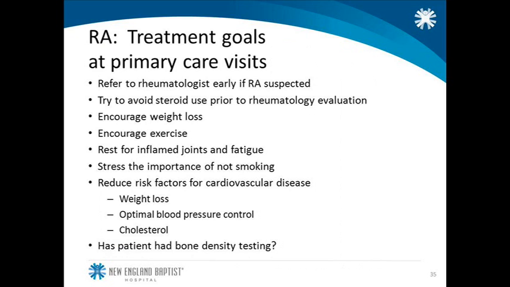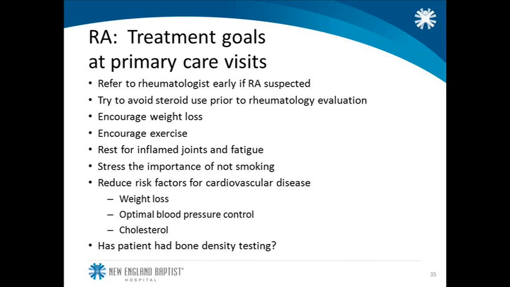So what are the treatment goals at primary care visits? It's important to refer to a rheumatologist early if rheumatoid arthritis or another inflammatory arthritis is suspected, so that the patient can be started on disease-modifying therapy as soon as possible. Try to avoid steroid use prior to the rheumatology evaluation, as the physical exam is very helpful diagnostically.